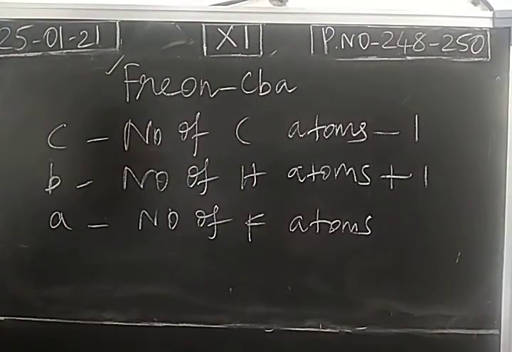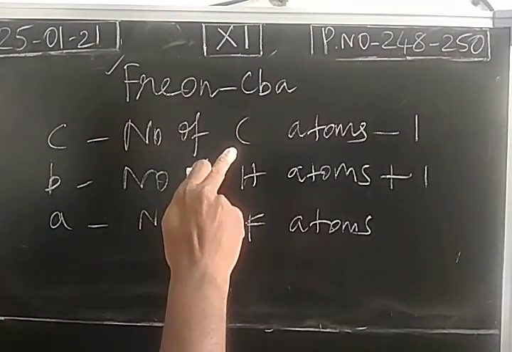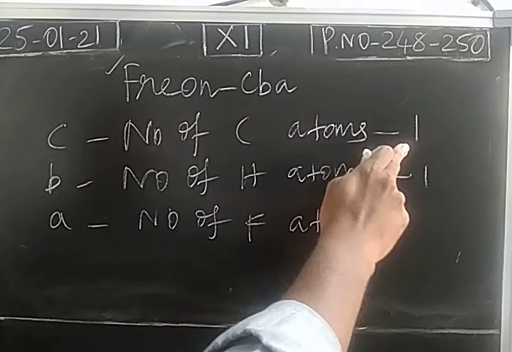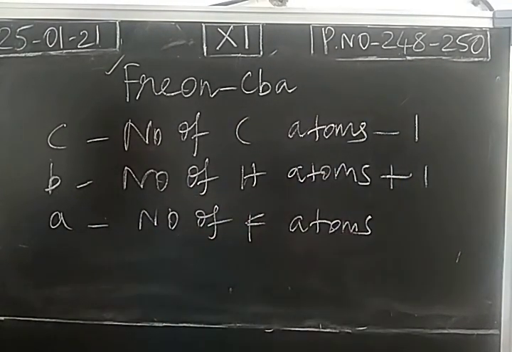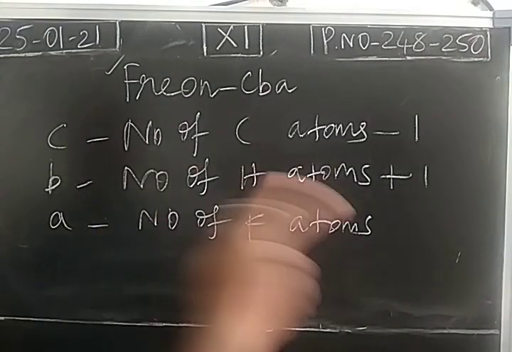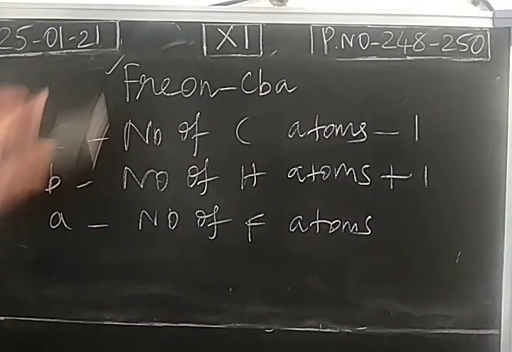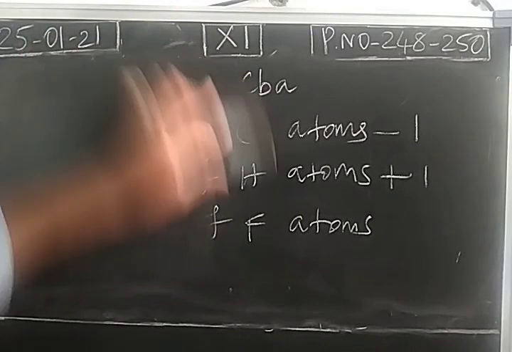For all the compounds, write the word freon. CBA represents how many carbon, hydrogen and fluorine atoms are present. With the number of carbon atoms, you subtract the value 1. Calculate the number of hydrogen atoms. With that, add the value 1. Then A represents the number of fluorine atoms. We can take some examples.